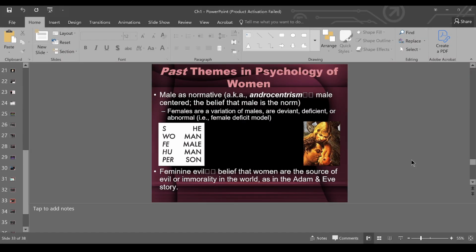Okay. Then you've got the past themes of the pathology of women. You can see there are examples of those two. You can read this and pause it, so that way you understand more about this slide. There are no notes on this, so I'll just move on to the next one.